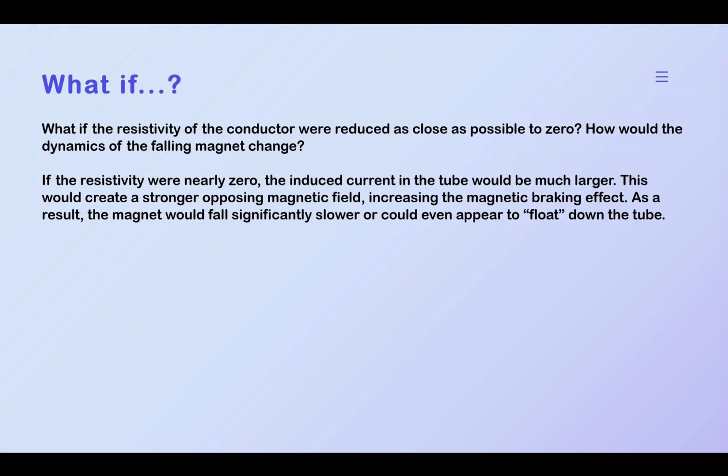And the answer to the follow-up questions. For the first, what if? My answer is, if the tube's resistivity were reduced close to 0, the induced currents would be much larger. That would increase the opposing magnetic force, and the magnet would fall even slower, maybe almost float down the tube.